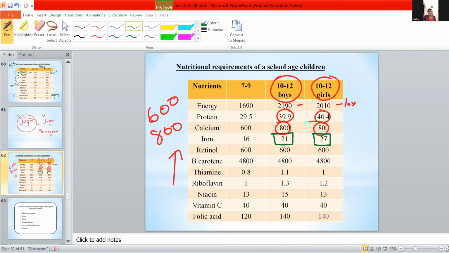Girls are not that active at the age, so I think to prevent the goiter, it's good to take it. They mature at the age between 10 to 12. Sometimes the starting of menstruation is between 10 to 12 years, right? So we need more iron. That's the reason. Okay, 21 for boys and 27 for girls.